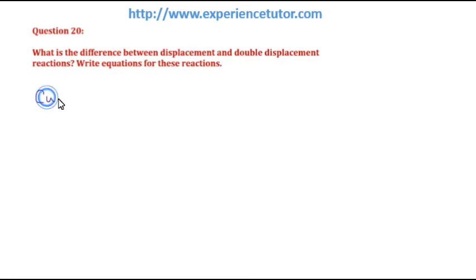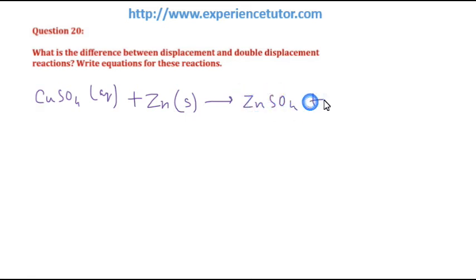CuSO4 aqueous plus Zn solid gives ZnSO4, which is aqueous, plus Cu solid. In double displacement reaction, two atoms or a group of atoms switch place to form new compounds.